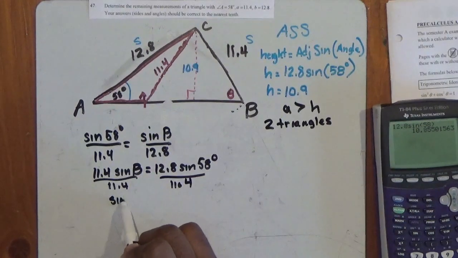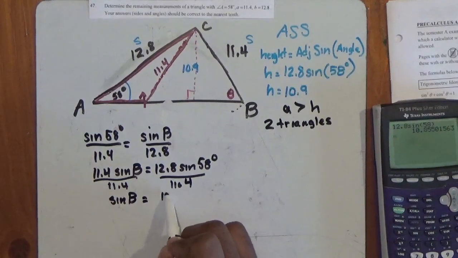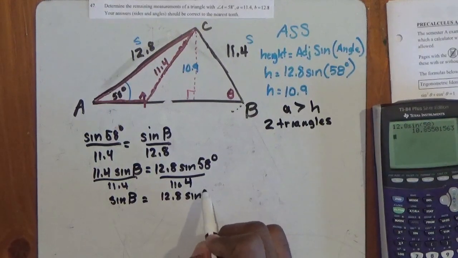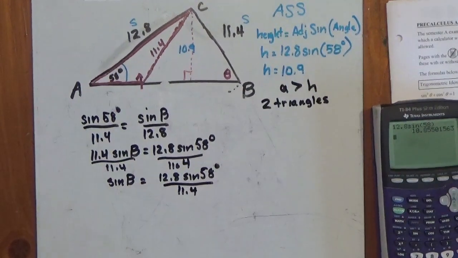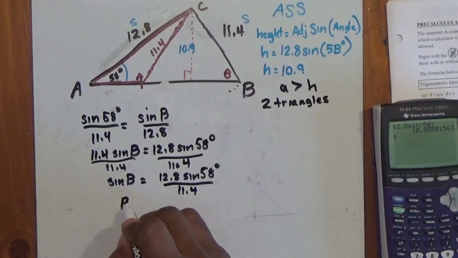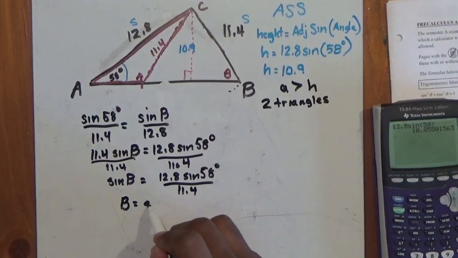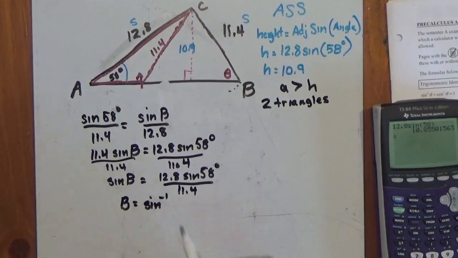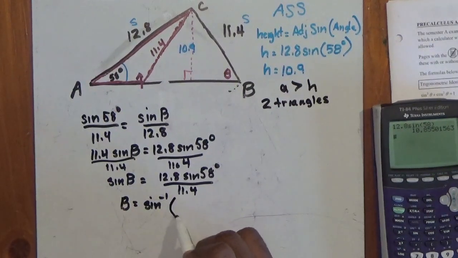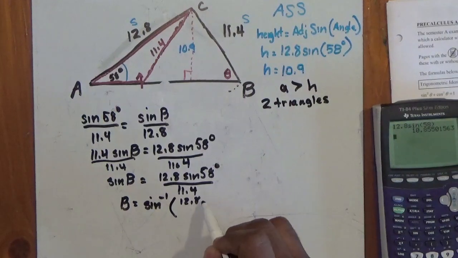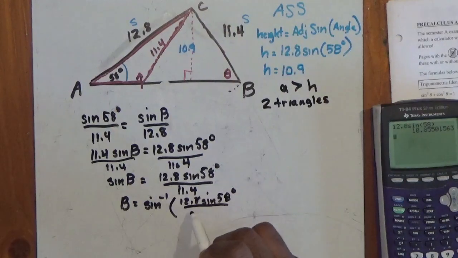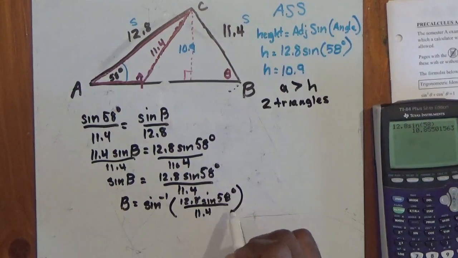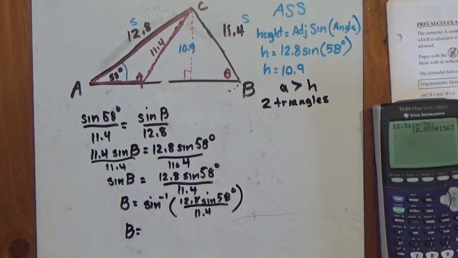All right, that gives us sine B is equal to 12.8 sine 58 degrees all over 11.4. And then we're looking for that angle measurement. We're looking for angle B. So we say inverse sine. We're looking for an angle measurement, so we're going to go inverse sine of all of that: 12.8 sine 58 degrees all over 11.4. Let's see what that gives us.